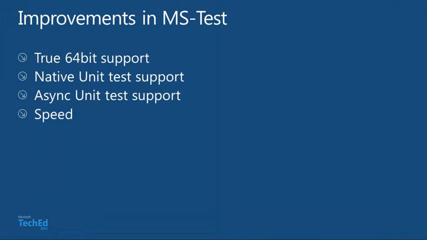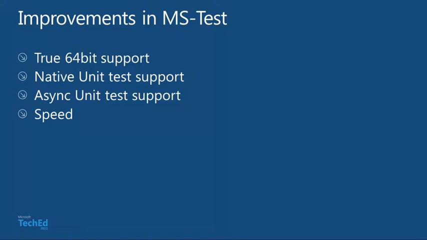So MS Test got some love too. They didn't just do this kind of new and exciting stuff for other test runners. Finally got true 64-bit support. So if you are right now doing that any CPU kind of workaround to try and get 64-bit, this is now real. We've got, as I mentioned before, some C++ unit test support, and it's faster. So they built a whole new runner. I forget the code name. Remember the code name, Adam?